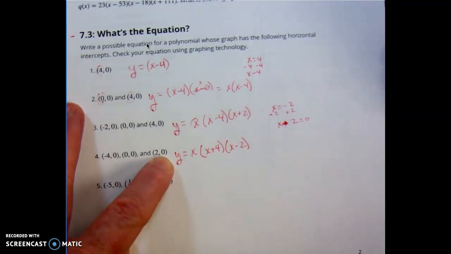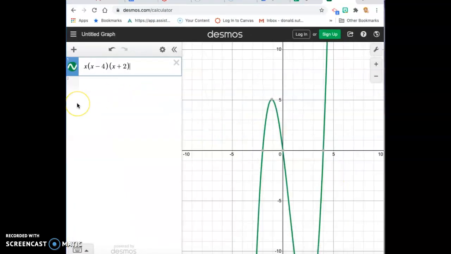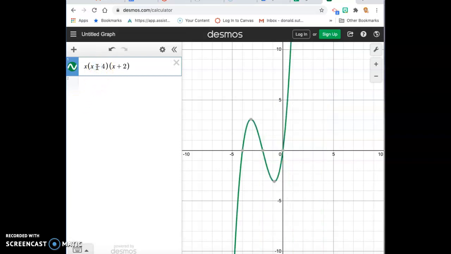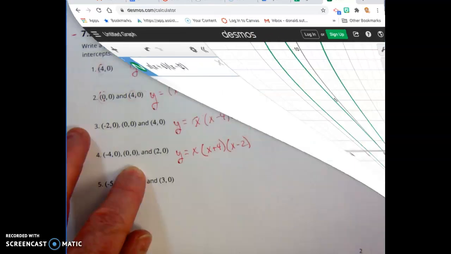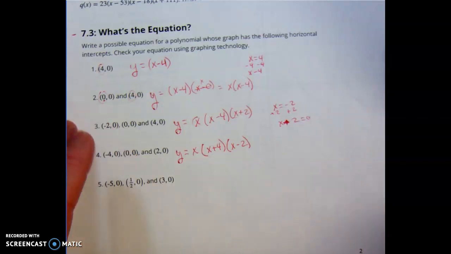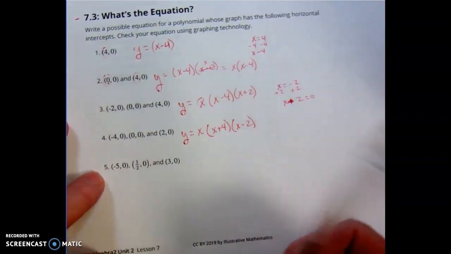Okay, so let's go back to our graph and let's test that out. So we're going to switch that to positive 4 and negative 2. So I've got negative 4, 0, that was what I wanted. 0, 0, I wanted that, and 2, 0. So that worked. All right, last one here.